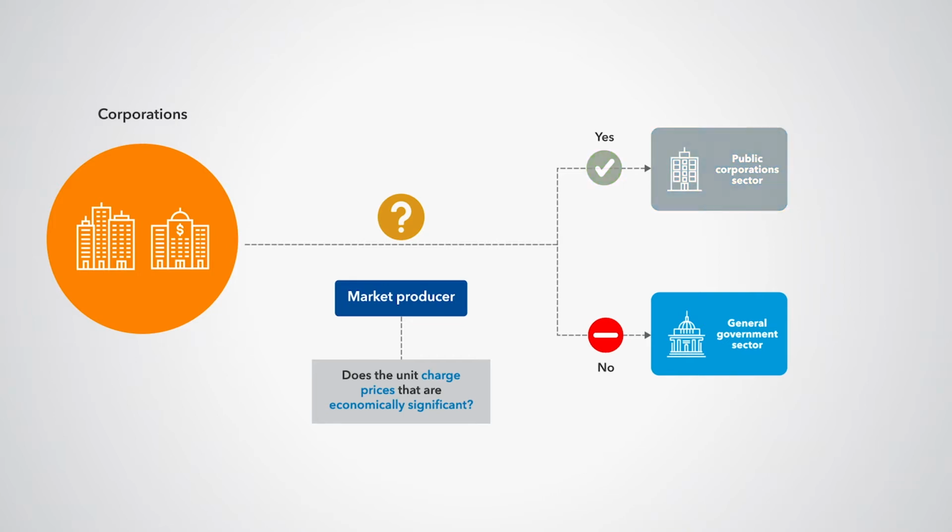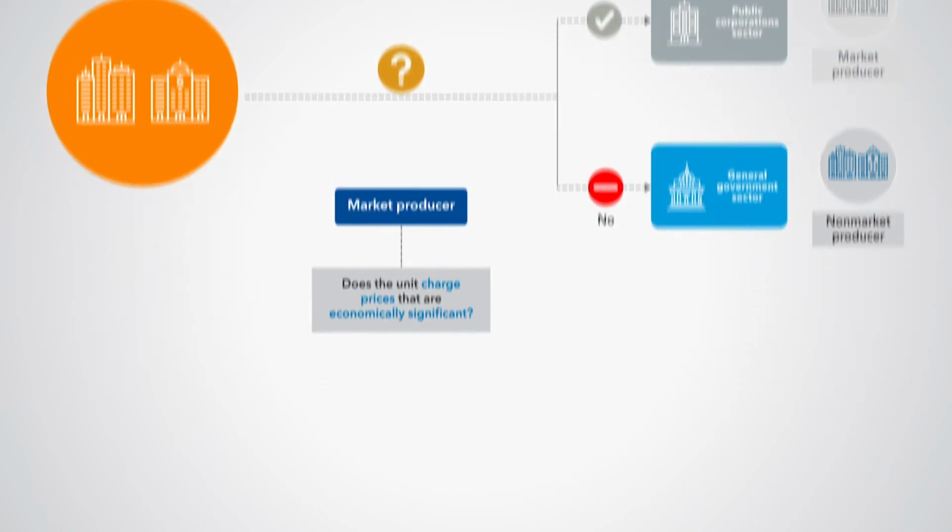unit as a non-market producer, and therefore part of the general government sector, or as a market producer and therefore a public corporation. In other words, market producers sell their output at economically significant prices, whereas non-market producers do not.